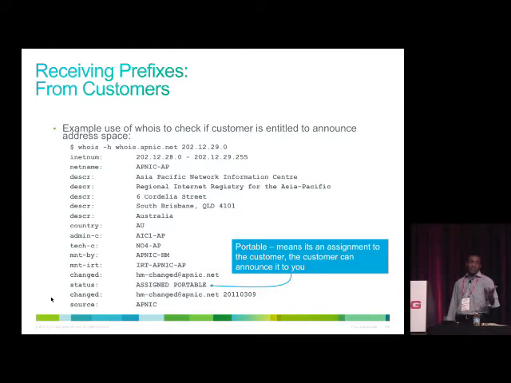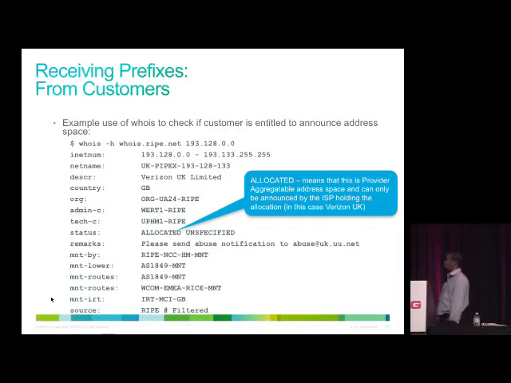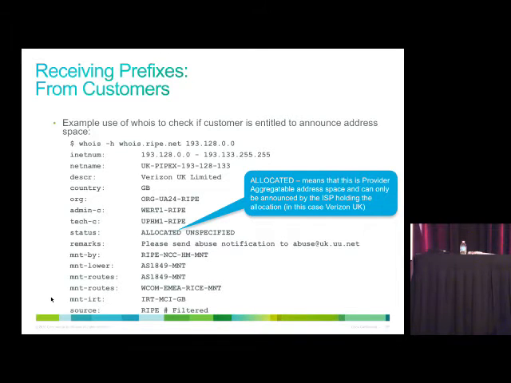Okay. And this is an example of whois information. In this case, it shows assigned portable, so it means it is assigned to the customer and can be received and advertised by a service provider. In this case, it shows allocated, unspecified, which means this is actually allocated to Verizon. So if a customer comes to you and says this is my IP address, it may have been assigned to that customer by Verizon, but it doesn't belong to that customer, so the customer cannot advertise it to another service provider. So you should not receive that prefix from that customer. It should be a prefix assigned to the customer.